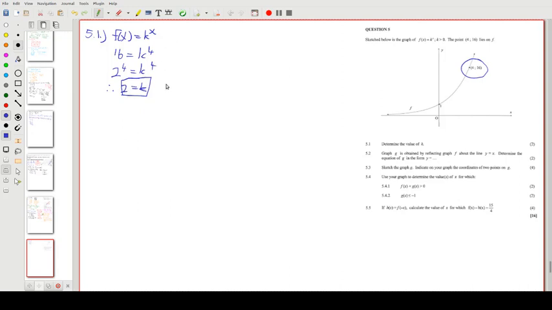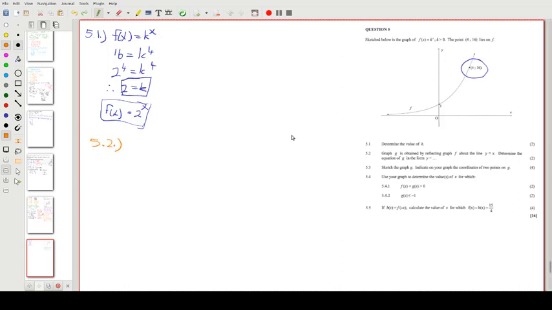So let's maybe just write down the equation now that we have k. So f of x is equal to 2 to the power x. So there is our equation. Alright, let's look at 5.2. So 5.2, what is our question there? Let me just rewrite that.